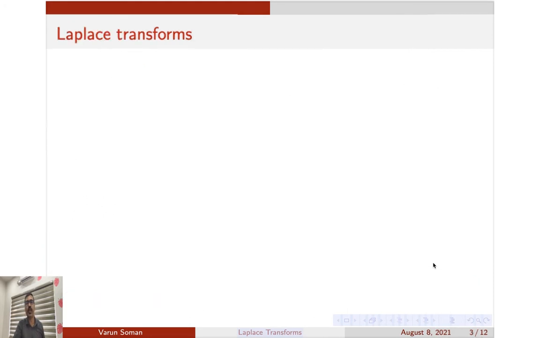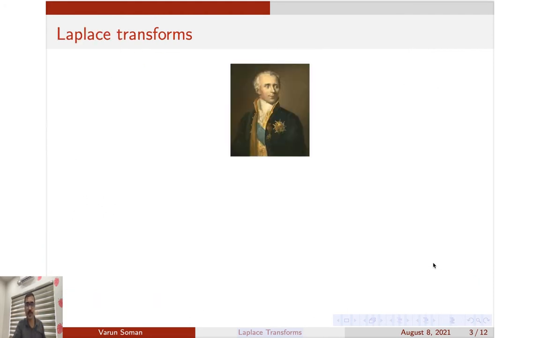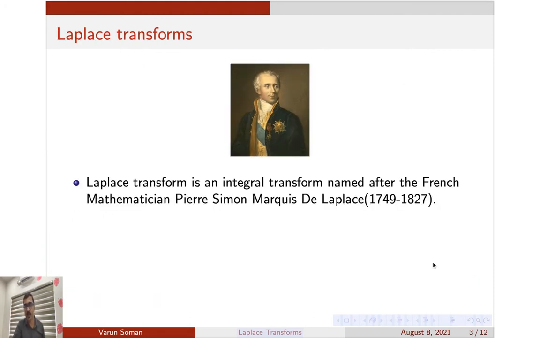So we'll move forward. Now, the Laplace transform is named after Pierre Laplace, a French mathematician. This Laplace transform is basically used to solve differential equations, or in particular initial value problems. So you will be actually solving initial value problems in this course. It is very easy to solve initial value problems using Laplace transforms.